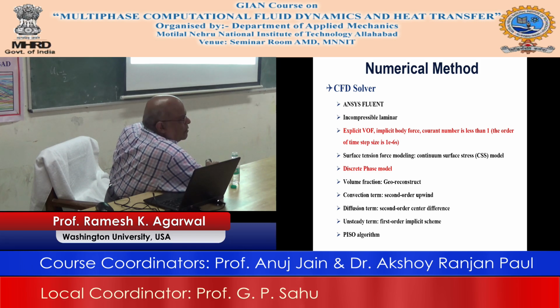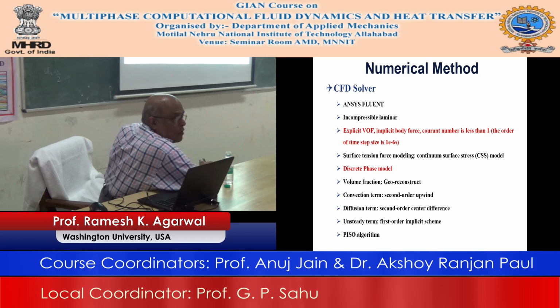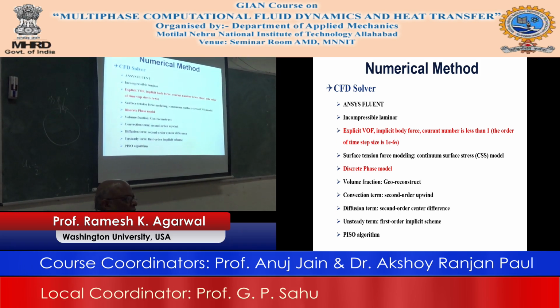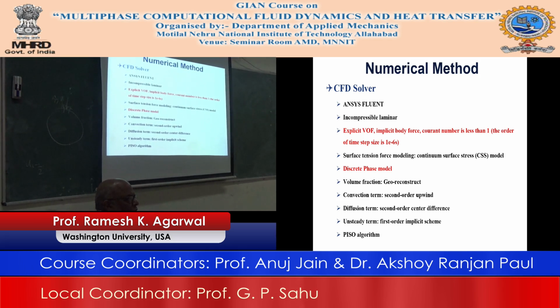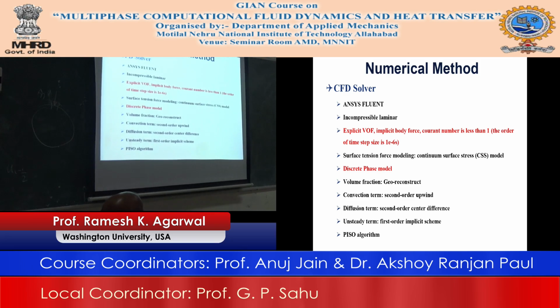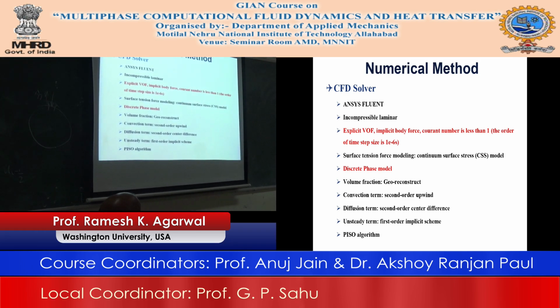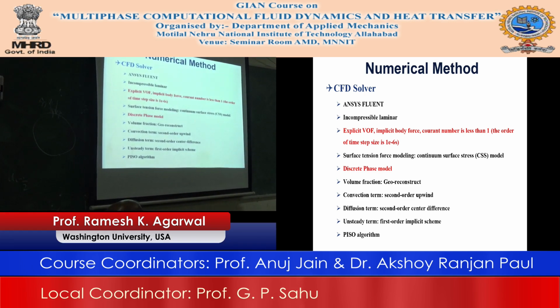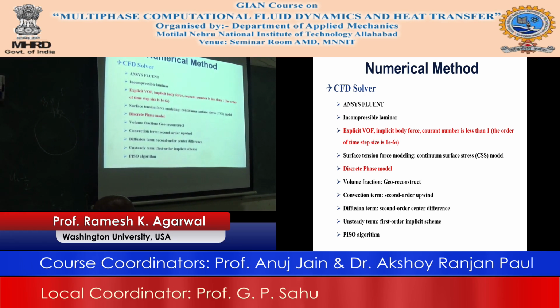Explicit VOF method. Why do I call it explicit? If you remember the VOF equation, d alpha over dt plus u dot grad alpha is equal to 0, you can solve that, d alpha dt, explicitly or implicitly. Explicit is the easiest one, and if you want to make any changes, you can do that. The body force is involved. Courant number is the convergence condition in the explicit case. There is a time step.